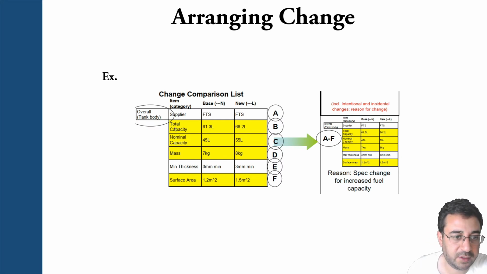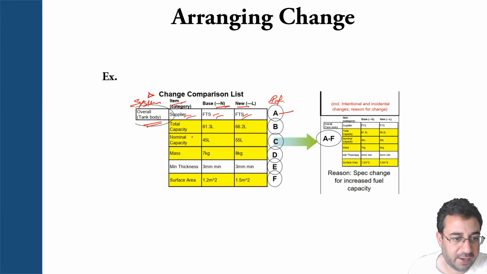An example here: you're having the change comparison list, and we simplify it here just for demonstration. You have the item, the base design, which is the old design, and the new design. Then you have reference letters telling you which is which. You have the system, that's where the system is, right? That's the tank body. Let's say you're talking about the gas tank for a certain vehicle. Then you mention the supplier as a category, and the base design is abbreviated FTS, and the new is FTS, referenced as A in the exploded view.